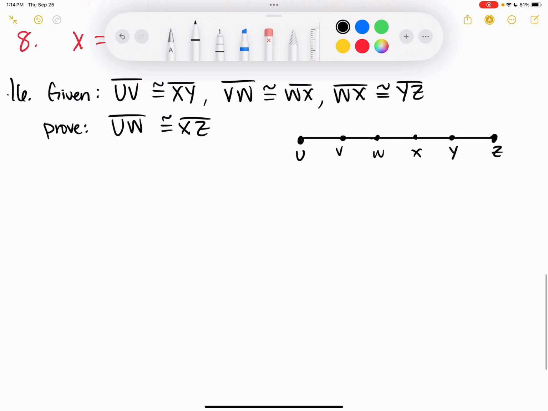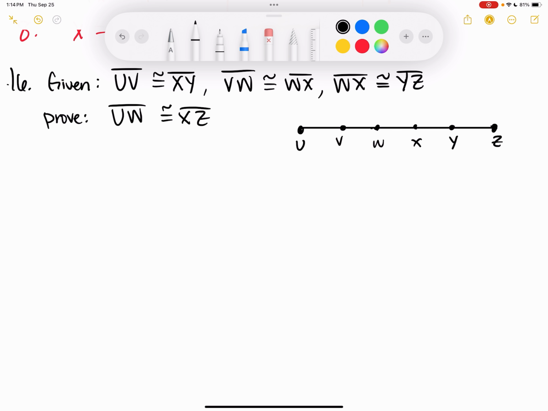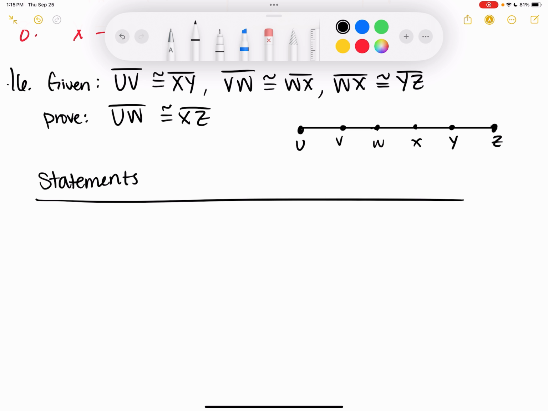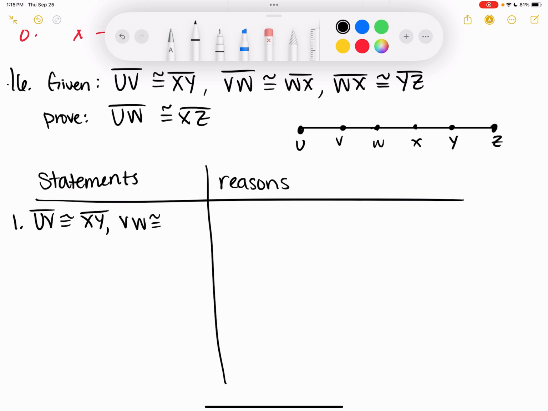All right, so I'm going to set up the problem here the way that they're giving it to us. I'm just not going to fill in the reasons yet. So, statement, reasons. Again, they've given you the statements in order. We're going to be filling in the reasons. So the first statement is UV is congruent to XY. VW is congruent to WX. WX is congruent to YZ. Statement 2, VW is congruent to YZ.